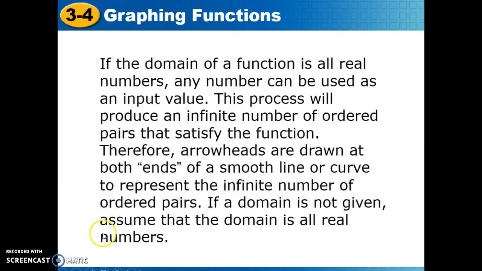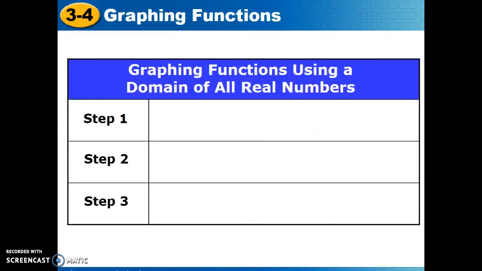If the domain of a function is all real numbers, any real number can be used as an input value. This will be up to you. This process will produce an infinite number of ordered pairs that satisfies the function. Therefore, arrowheads are drawn at both ends of a smooth line or curve to represent the infinite number of ordered pairs. If a domain is not given, assume the domain is all real numbers.